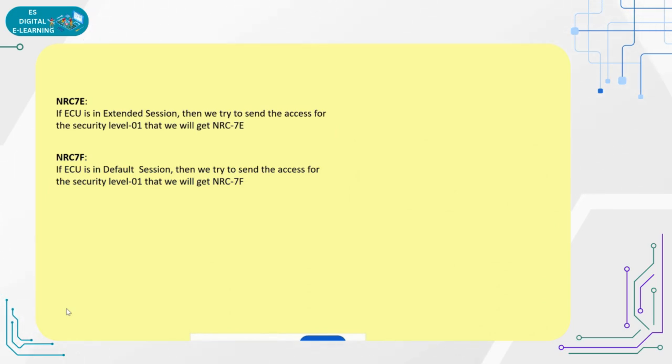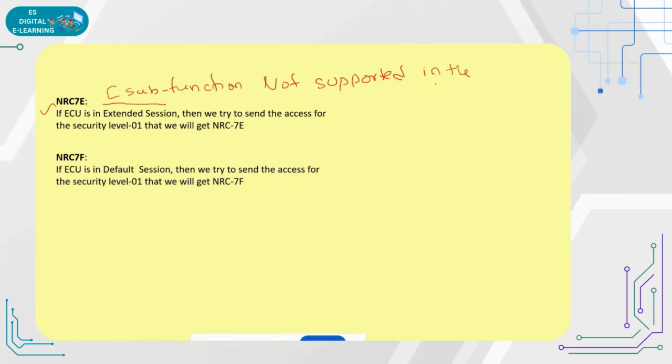Next are the last 2 NRCs, 7E and 7F. You can write down 7E: subfunction not supported in the active session. Okay, this is the big name.